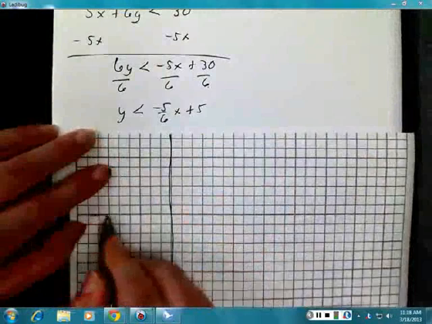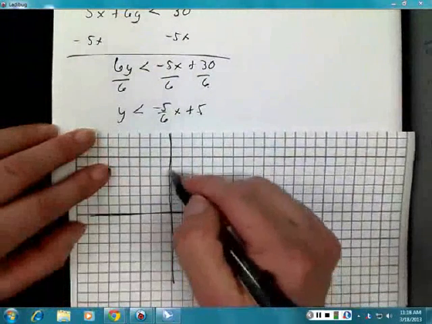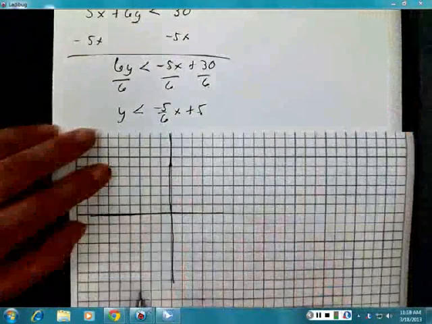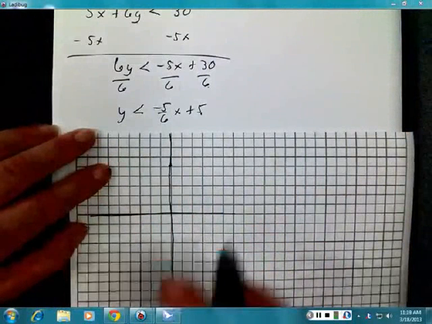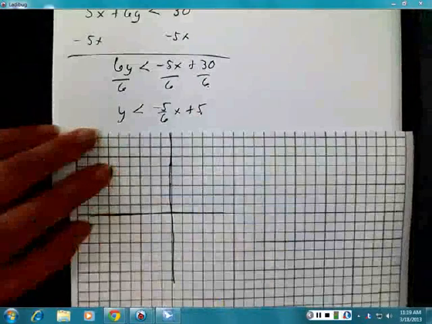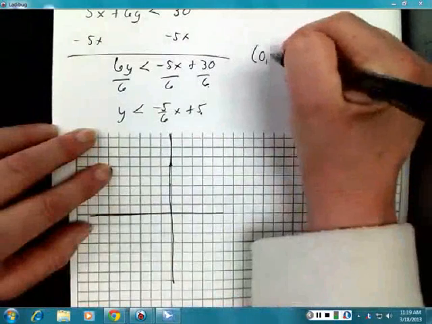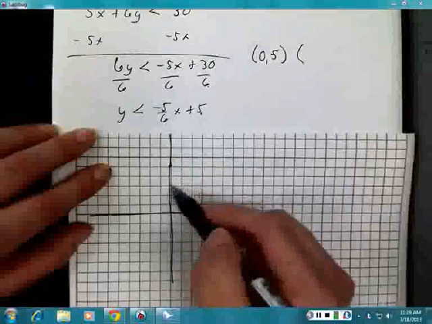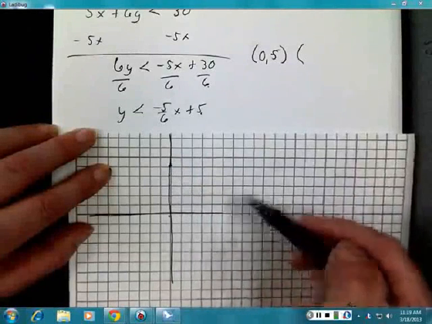Well, here's my line. So I'm going to be up at 5. Negative 5/6 is the slope. We're still doing mx plus b. Yep, that's in the form of mx plus b. Yes, because that helps me graph it. So one of my points is 0, 5. What's another one? It says down 5 and over 6.